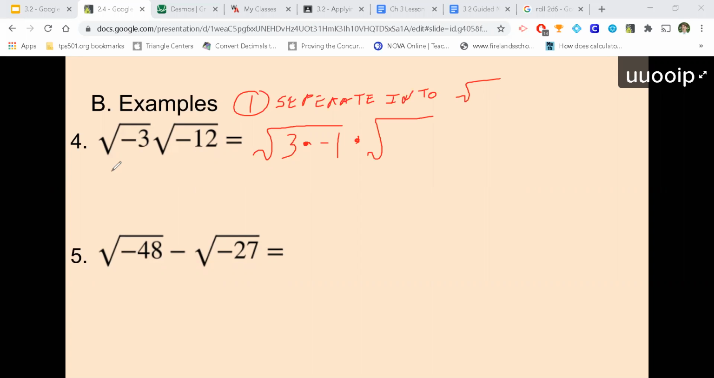When I do that with 12, I actually have an additional thing I could pull out. What number can you divide 12 by that you can't square root? 4. So I could rewrite this as 4 times 3. And again, I want to pull out the -1 as well.